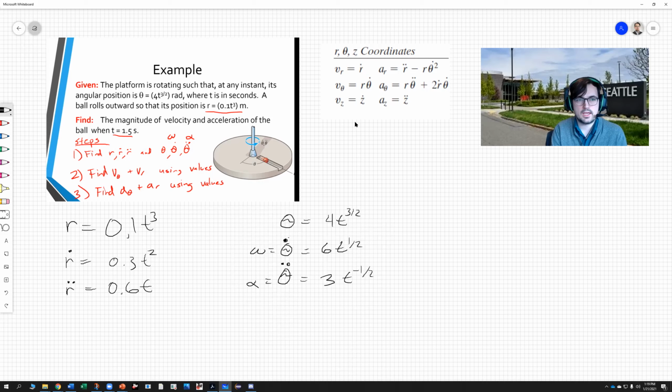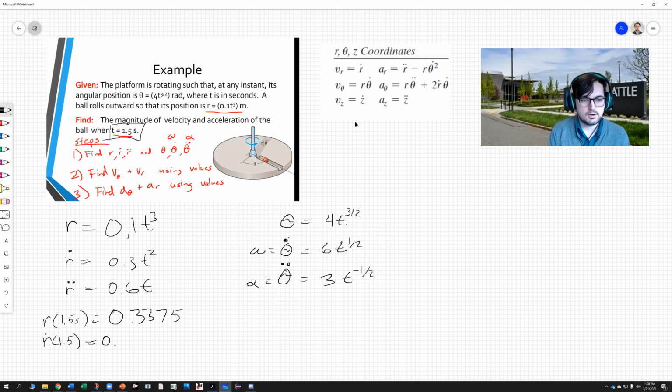Let's go ahead and evaluate this at our time. We want to find this at our time t, so r of 1.5 seconds, plugging that in, that'll be 0.1 times t to the third power. So I'm going to get out my calculator here. 0.1 times 1.5 to the third power. I'm going to get that as 0.3375. I'm going to go ahead and take that to 4 significant figures, since my solution will be in terms of 3 significant figures. That's kind of the default for engineering.